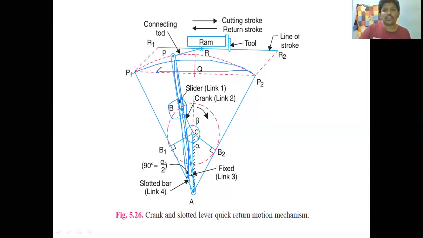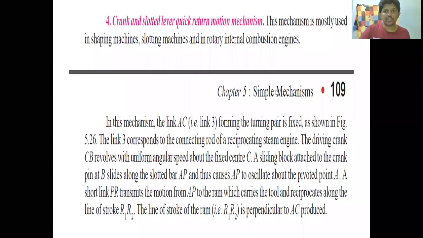Okay. Now the next one we mentioned is a short link PR, which transmits the motion from AP to the ram.